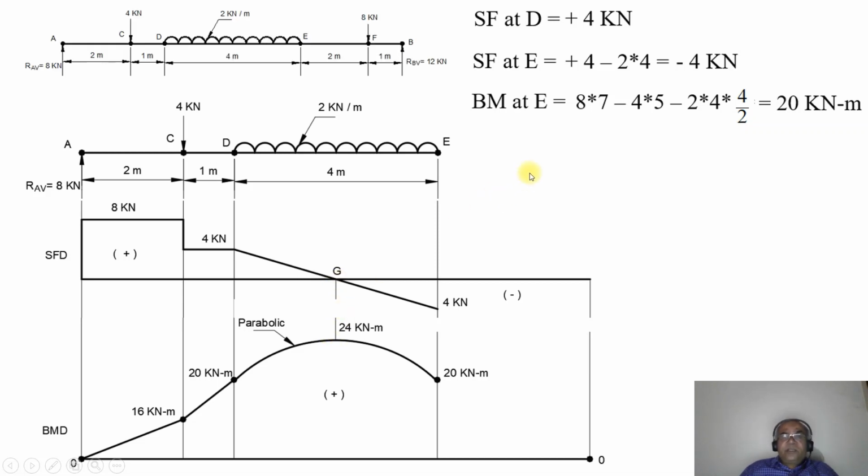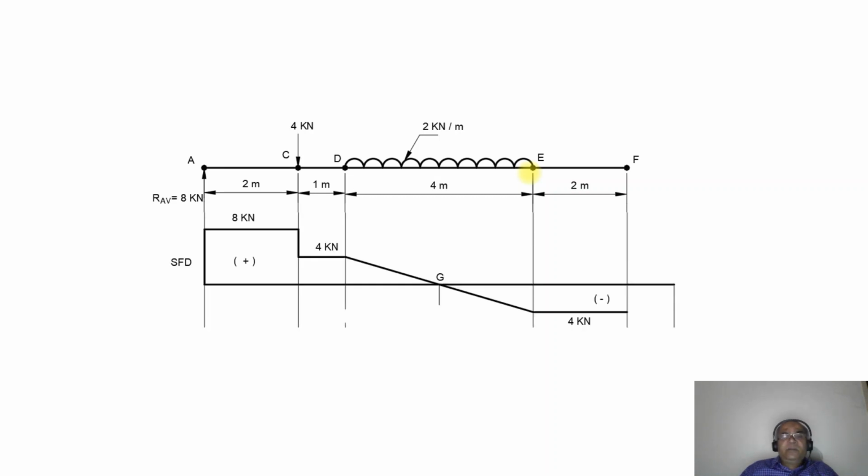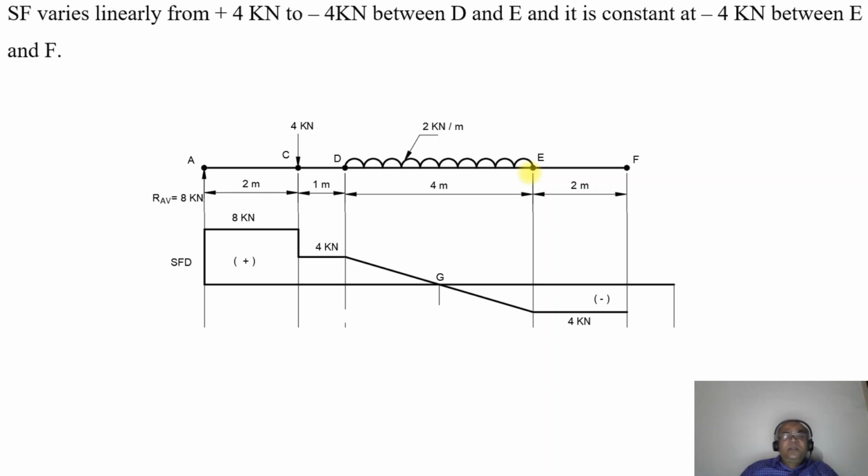Next we are going to consider between F and B now. When you are considering between E and F, what happens? There is no load acting on the beam, so it will remain constant at minus 4 kilonewton. So SF varies linearly from plus 4 kilonewton to minus 4 kilonewton, and between D and E it is constant at 4 kilonewton, between E and F now.